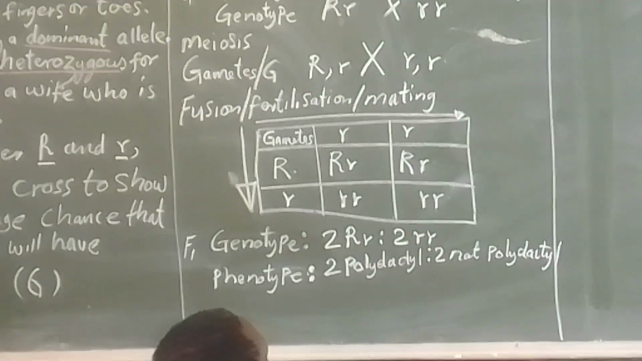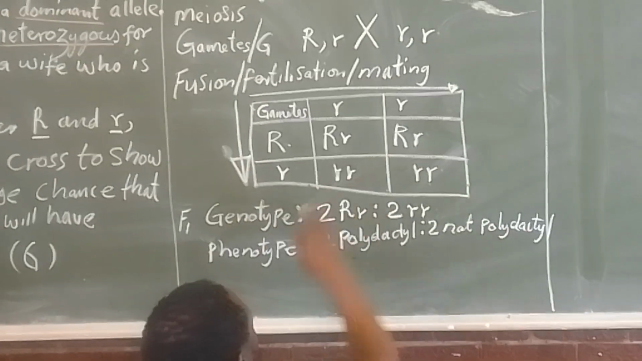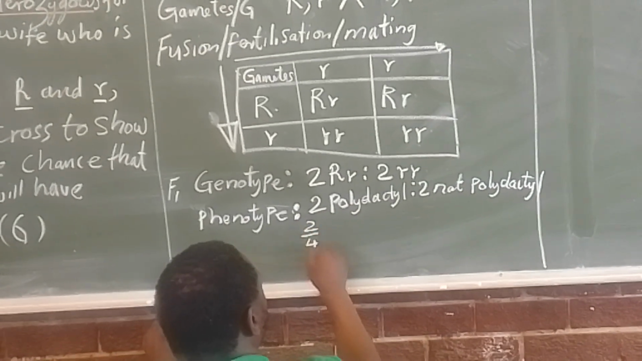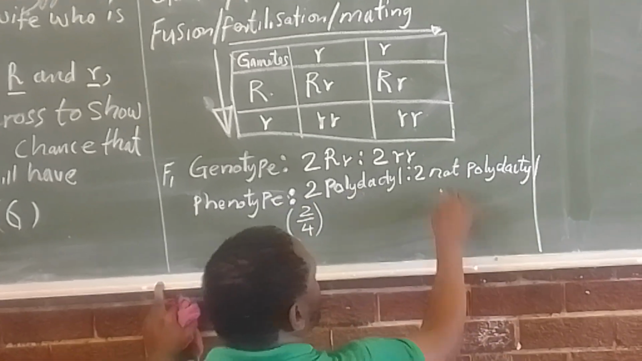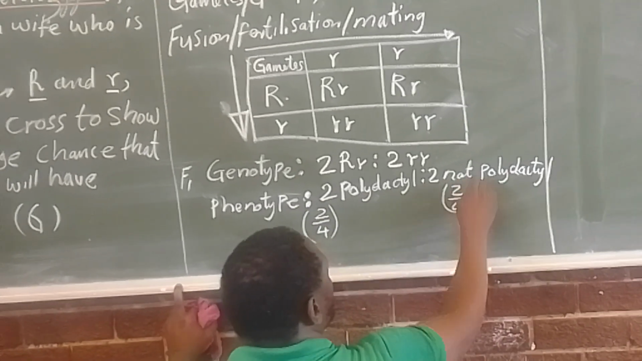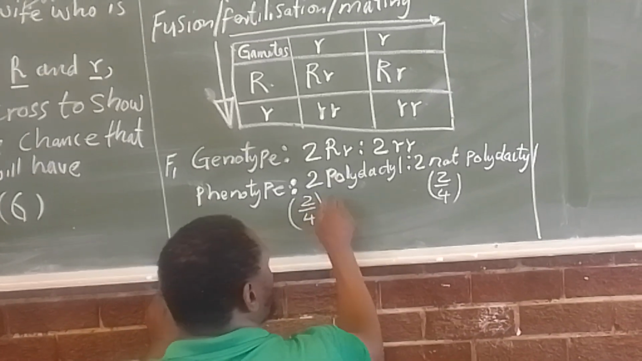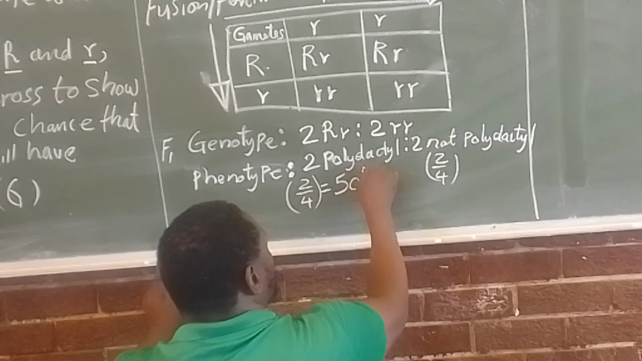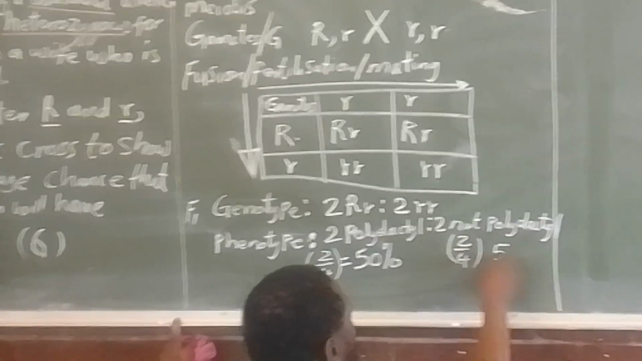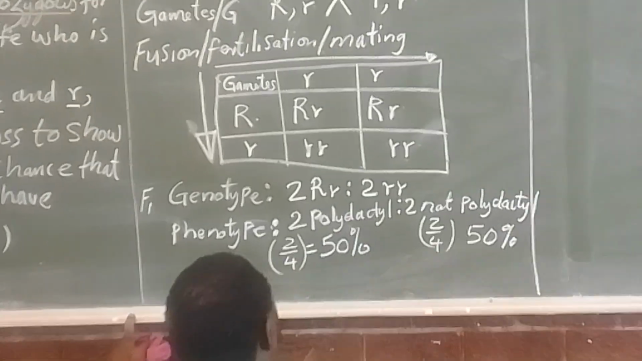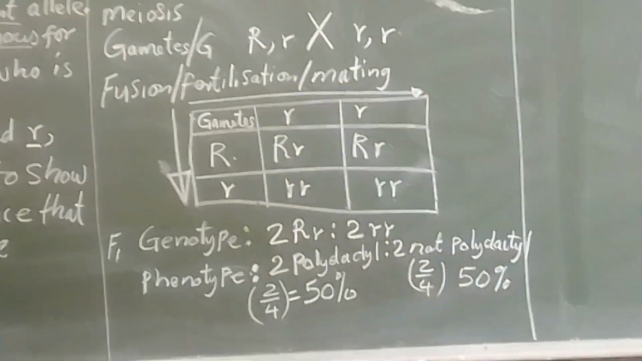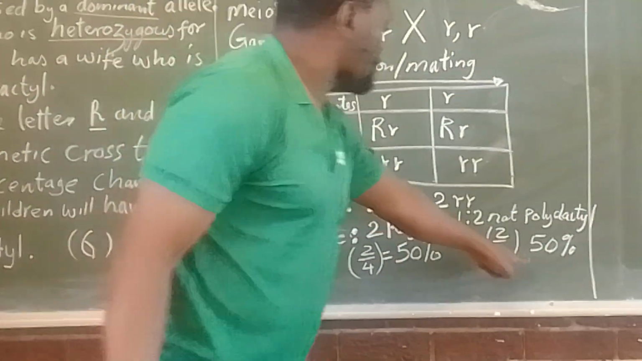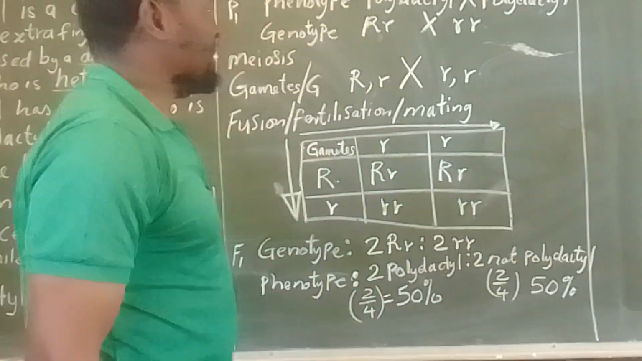Let's put the percentage of this. How many children do we have? There are 4. So for this, we're going to say 2 over 4 polydactyl and 2 over 4 not polydactyl. What is 2 over 4? 2 over 4 is half. What is half? It's 50%. And here it is going to be what? Another 50%. So the percentage that they want is that 50% will be polydactyl and 50% will be not polydactyl.